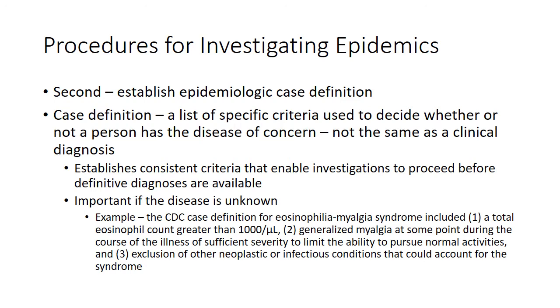So for instance, an example where the disease was unknown was when the CDC had a case definition for eosinophilia myalgia syndrome, and it included a total eosinophil count greater than 1,000 per microliter. You had generalized myalgia at some point during the course of illness of sufficient severity to limit the ability to pursue normal activities, and exclusion of other neoplastic or infectious conditions. So you rule out a lot of things right there, and you also want to have signs and symptoms consistent with the syndrome that you're looking at.